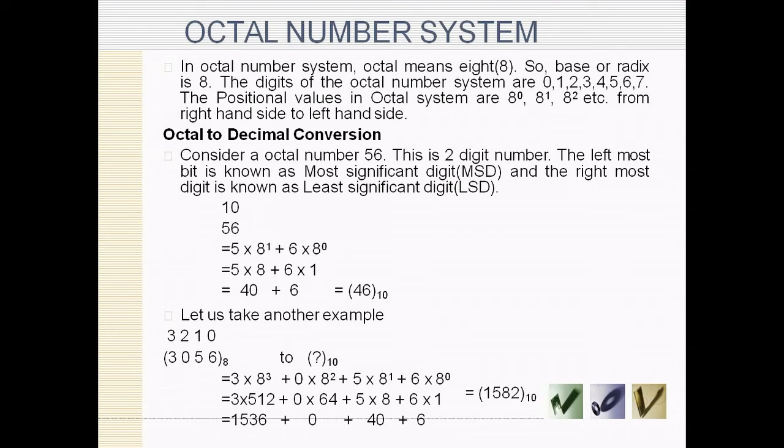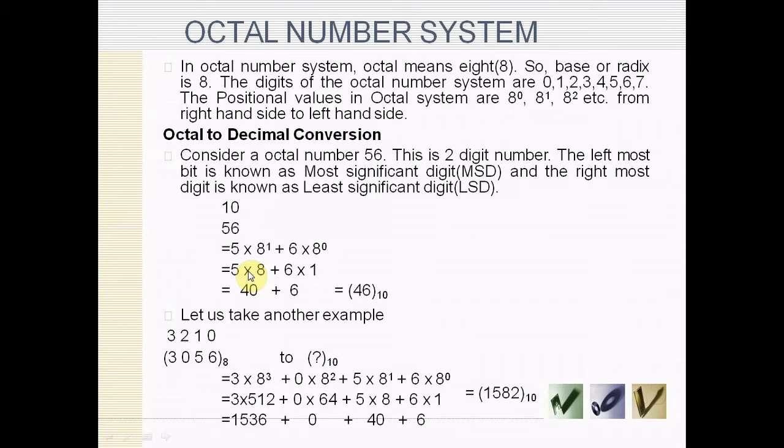Octal to decimal conversion. Consider an octal number. Suppose there is 56. This is a 2-digit number. The leftmost bit is known as the most significant bit and the rightmost bit is known as the least significant bit. Now we are giving the numbering from right hand side to left hand side, and numbering will be started from 0 and incremented by 1. So after giving the numbering, we multiply the digit with its position value.